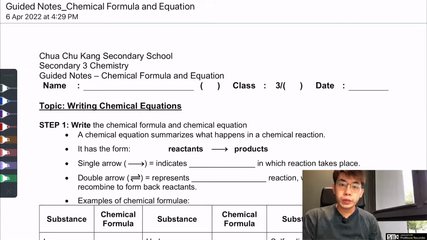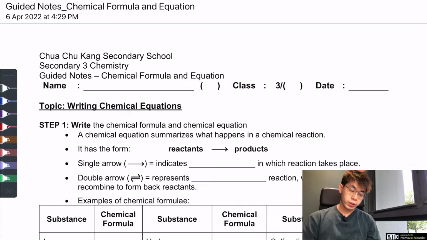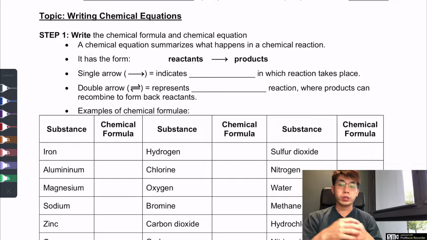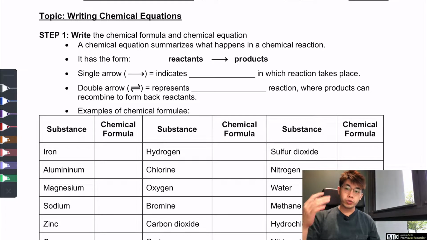Hello everyone, so today we'll be doing an introduction about chemical equations and chemical formula. Alright, so we are currently on your guided notes. Chemical equations basically describe how chemical reactions occur. There are three main steps in writing a chemical equation. Firstly, we must always start by writing the chemical formula. The reactants belong on the left side and the products always belong on the right side.